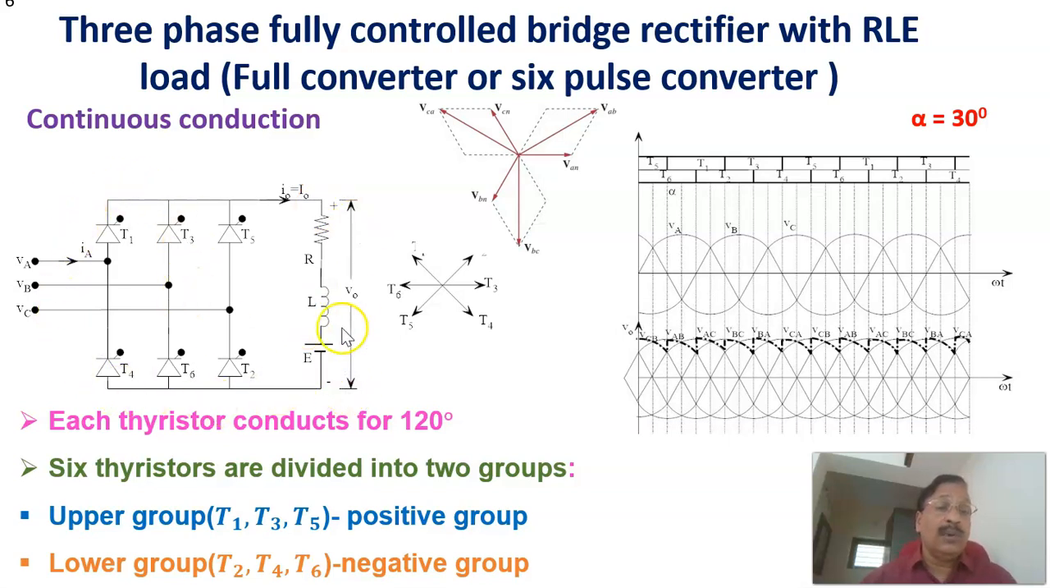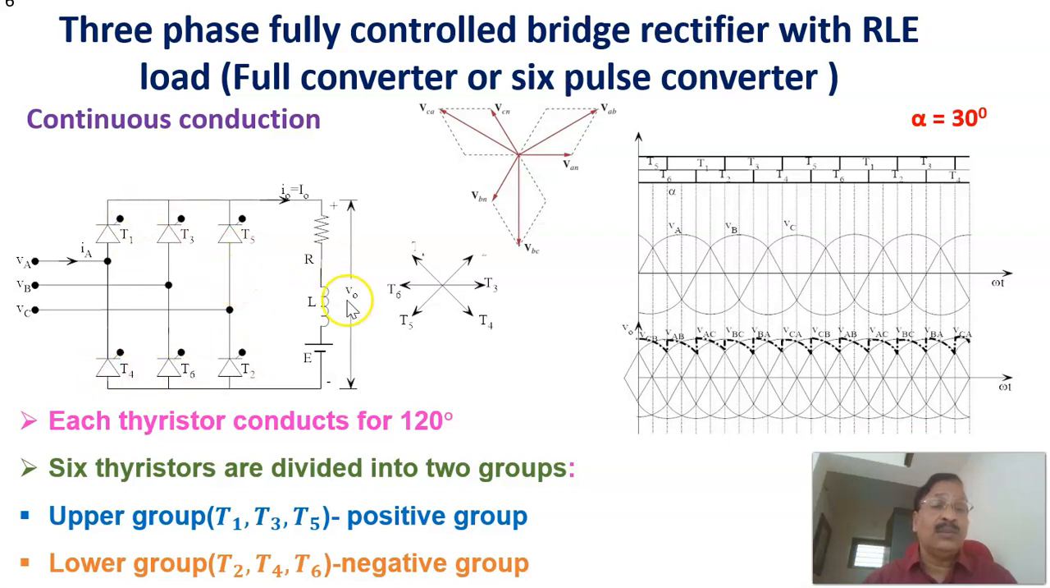Therefore, this is the circuit topology for a three-phase fully controlled bridge rectifier, in which the three-phase supply is given here. There are 6 thyristors, 6 thyristor switches. Normally they are marked as T1, T3, T5, T2, T4, T6.